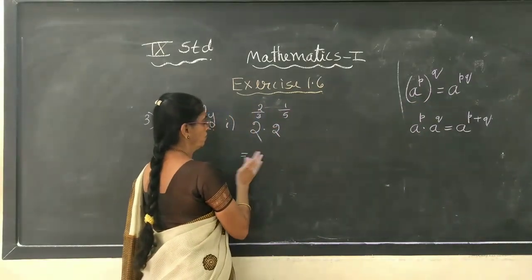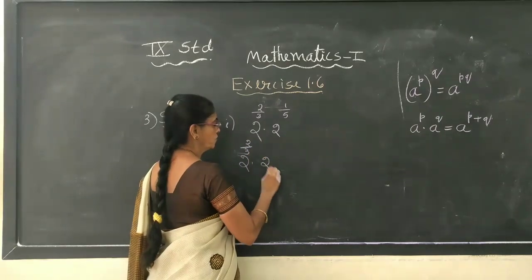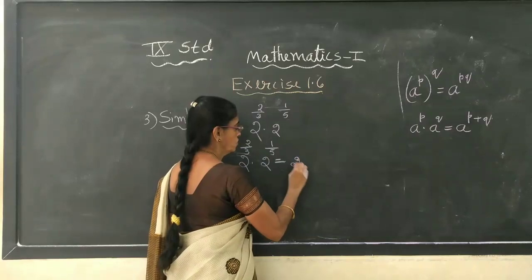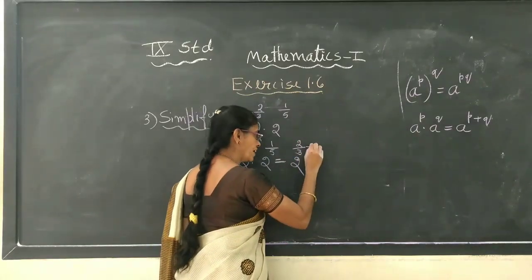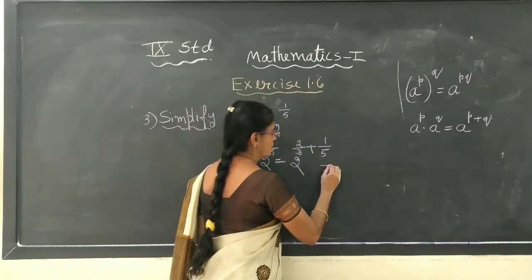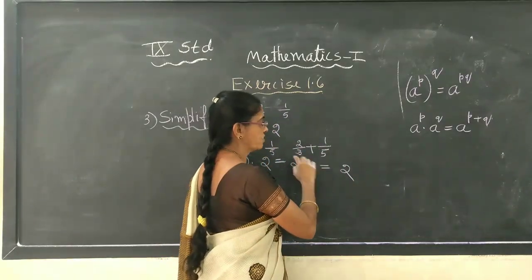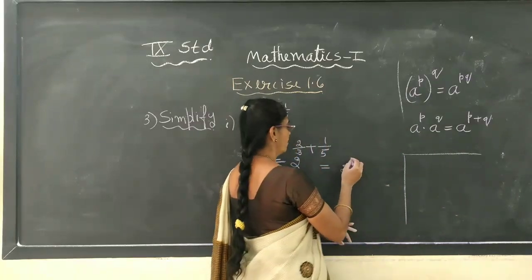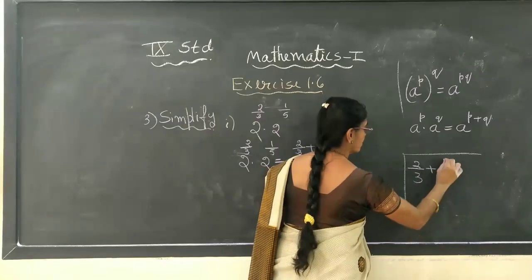It is equal to, you can write 2 to the power of 2 by 3 into 2 to the power of 1 by 5 is equal to 2 to the power of 2 by 3 plus 1 by 5. Now how to add the fractions? I will do it separately. You have to do it here, children. What is the common denominator? So 2 by 3 plus 1 by 5.